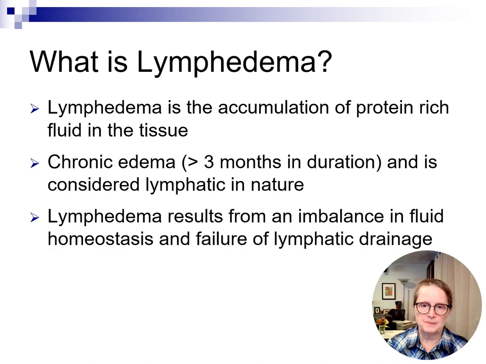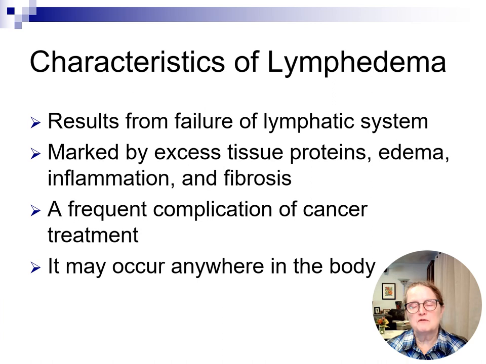Lymphedema specifically results from the failure of the lymphatic system. This occurs when the lymphatic load, which is the amount of fluid that needs to be moved per unit time, is greater than the lymphatic transport capacity, which is the amount of fluid that can be moved per unit time. Lymphedema is marked by an abnormal collection of excess tissue proteins, swelling, chronic inflammation, and fibrosis.